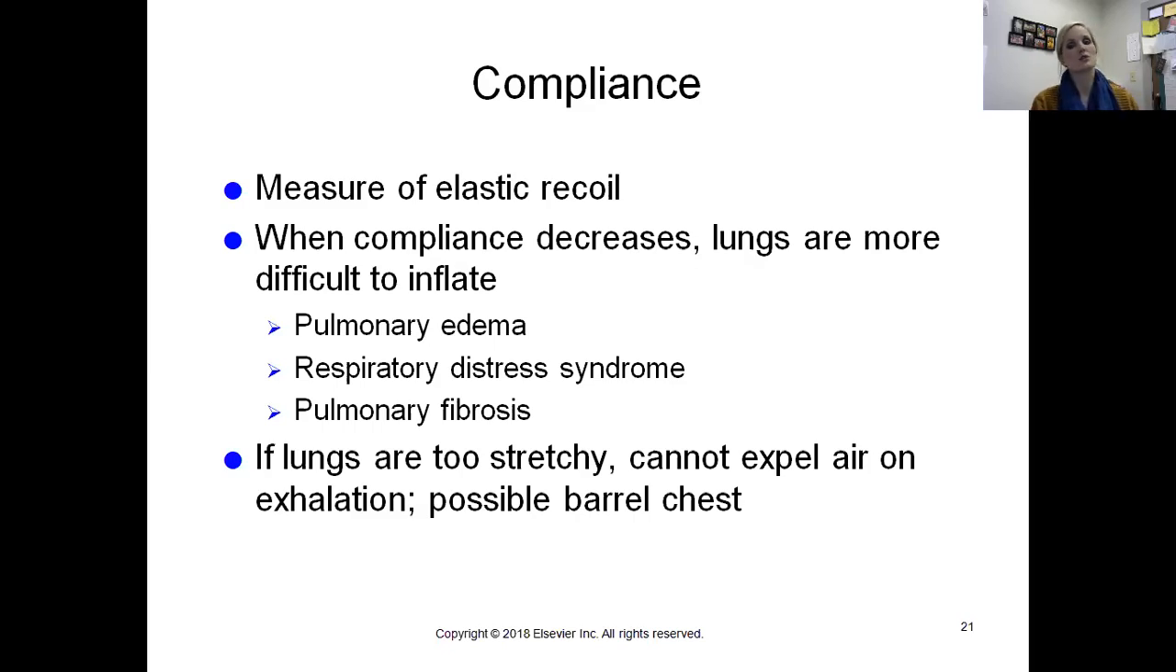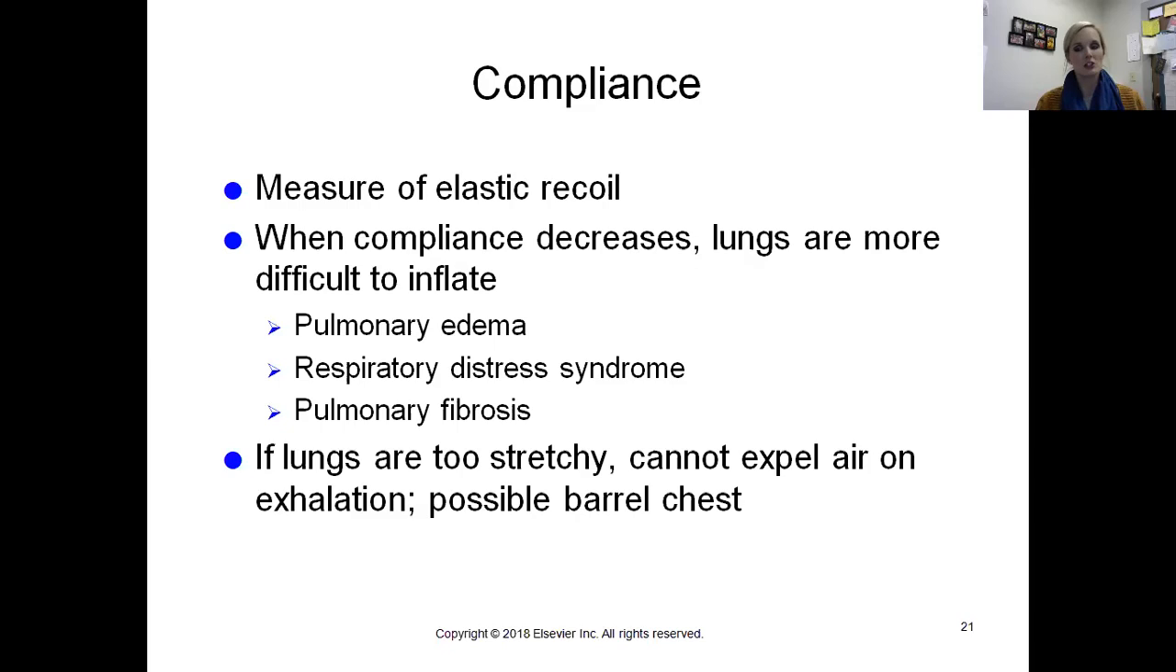If lungs are too stretchy, think about if that elastic recoil, over time, becomes kind of loose, like a balloon that has been blown up a whole bunch and we've really stretched it out. It is going to be easier to expand than a balloon that has never been blown up before, which is probably really, really tight. So that's an example of when compliance has decreased. With that stretchiness to it, that's very compliant.